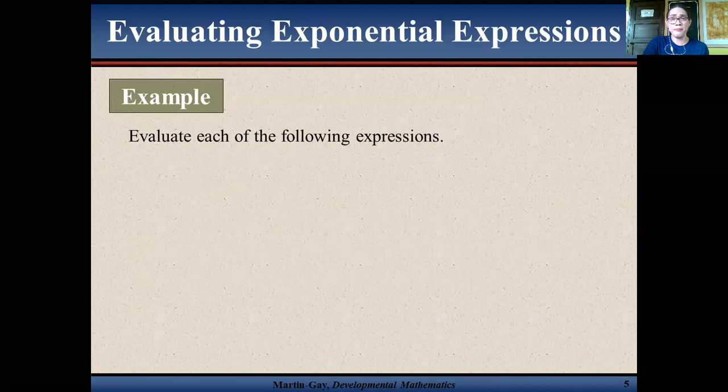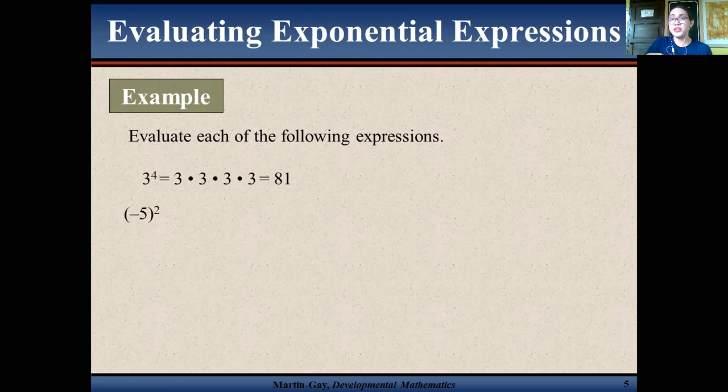So let's have an example. Evaluate each of the following expressions. Let's start with 3 to the power of 4. When you evaluate, of course, you can rewrite it in its long notation as 3 times 3 times 3 times 3, which is equal to 81. So 81 is the answer to evaluate 3 to the power of 4.